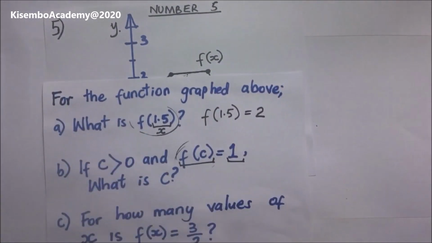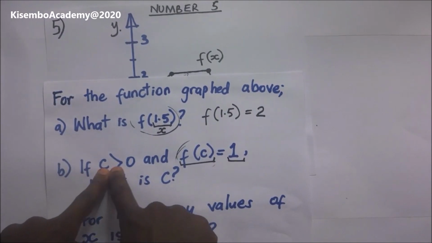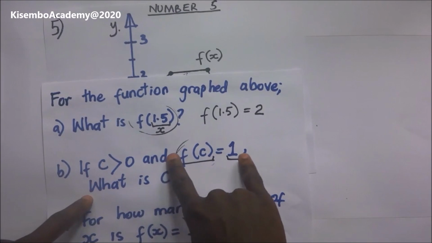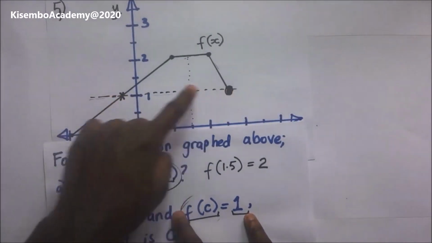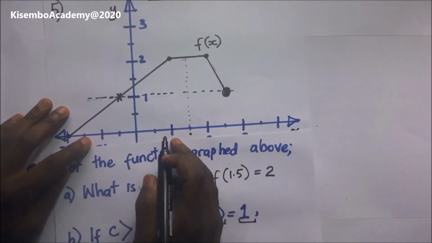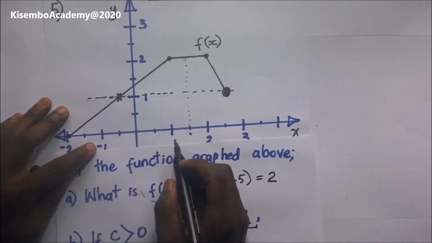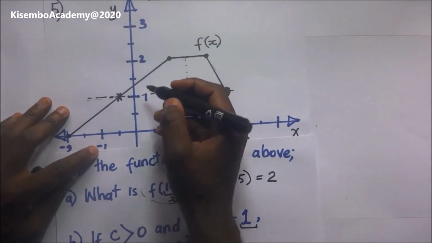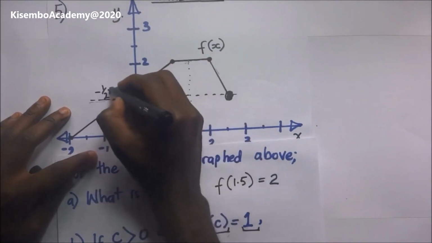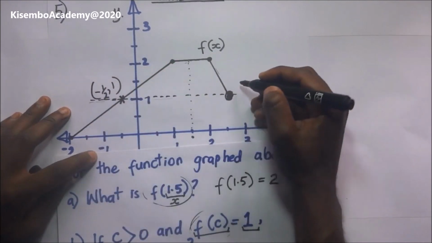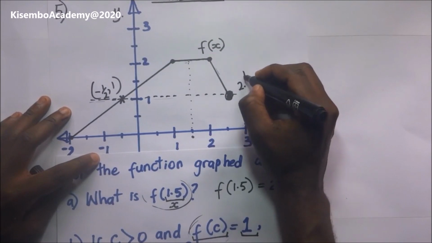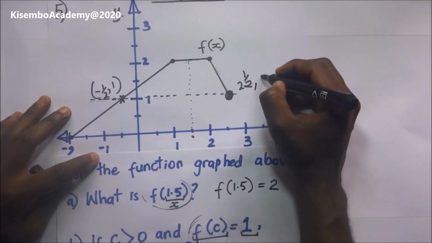But then the question is saying that if c is greater than 0 and f of c is equal to 1, what is c? Now we have these two possible values. The value here is negative a half, comma 1, and this one right here is 2.5, comma 1.